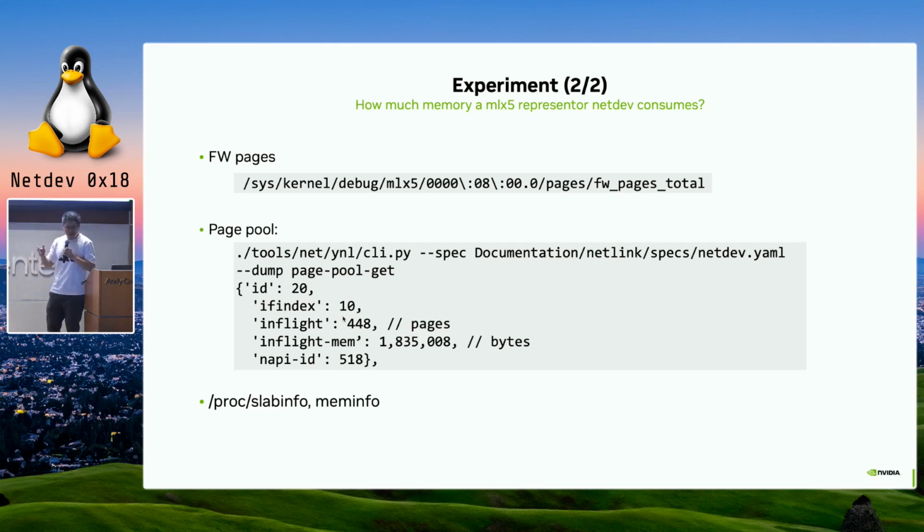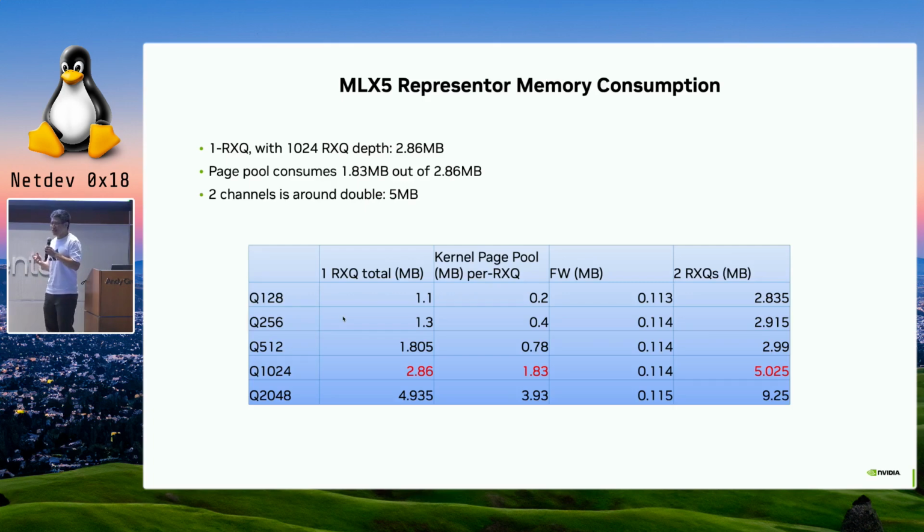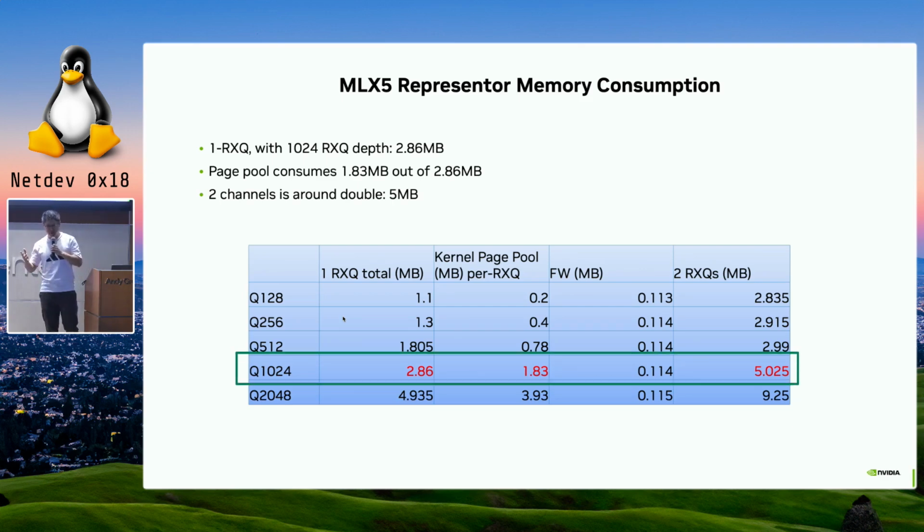There are other memory metrics. For example, you can get firmware page numbers from the mlx5, and also you can get the page pool memory used by a particular device or for a particular NAPI ID. So in this case, I have index 10, and it consumes about 1.8 megabytes of memory here. And the result shows that with the configuration of one channel, one RxQ, and queue depth of 1K, it consumes about 2.8 megabytes of memory.